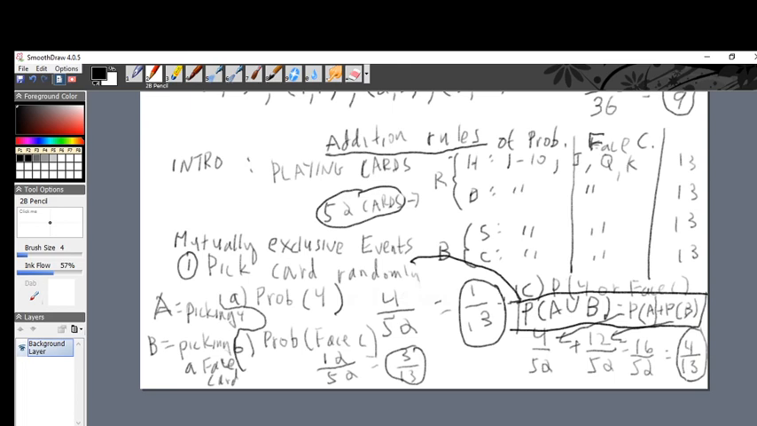The next video is going to deal with further addition rules of probability where they're not mutually exclusive events. But this point is being made right over here, and this is a very good example that tells you the probability of a 4 or a face card. You add the two probabilities together, you get 16 over 52, and you reduce it, and you have your answer, 4 over 13. So that ends this video.